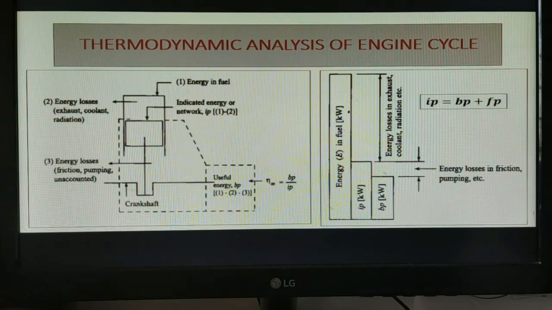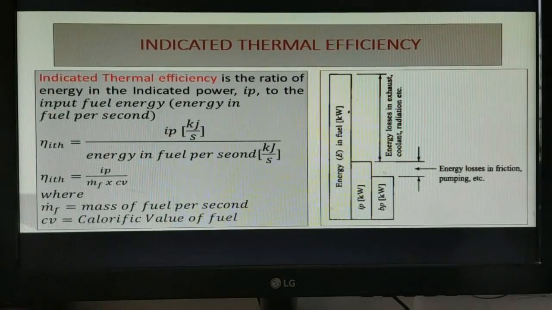So you can see this, the indicated power is equal to the brake power plus friction power. Whatever the indicated power that we are getting is equal to the brake power plus this friction power. So indicated power is equal to brake power plus friction power.